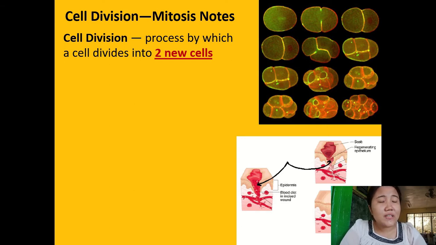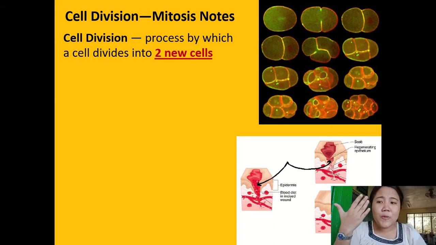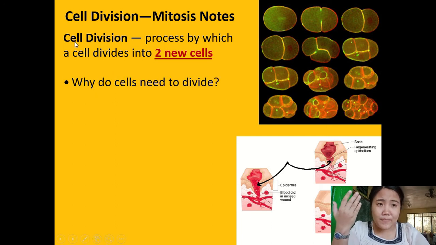Take note that the cell is the basic unit of life, and every one of us, every living thing in this world, is made up of cells. As humans, we have billions and trillions of cells inside our body. So, why do cells need to divide?